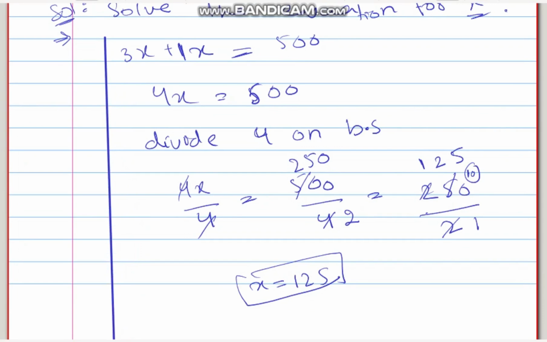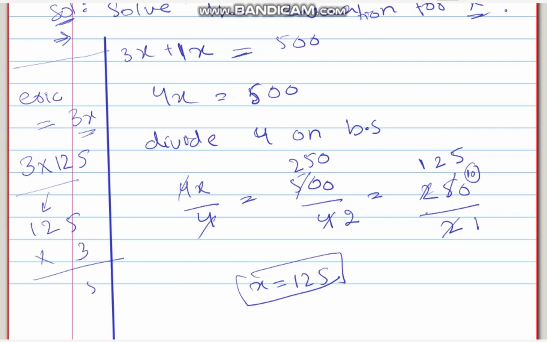So, how many balls does Eric have? We have to find Eric's balls. Eric has 3x cards. We know x, and we just have to multiply 3 with 125. So what does this mean? It means 125 multiplied by 3. 3 multiplied by 5 is 15, and 1 will be carried.